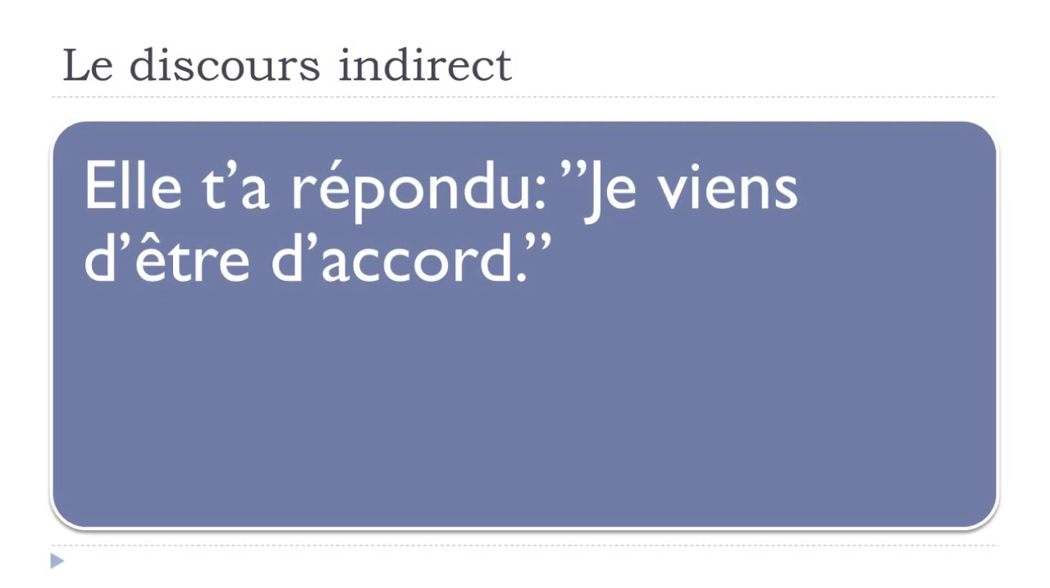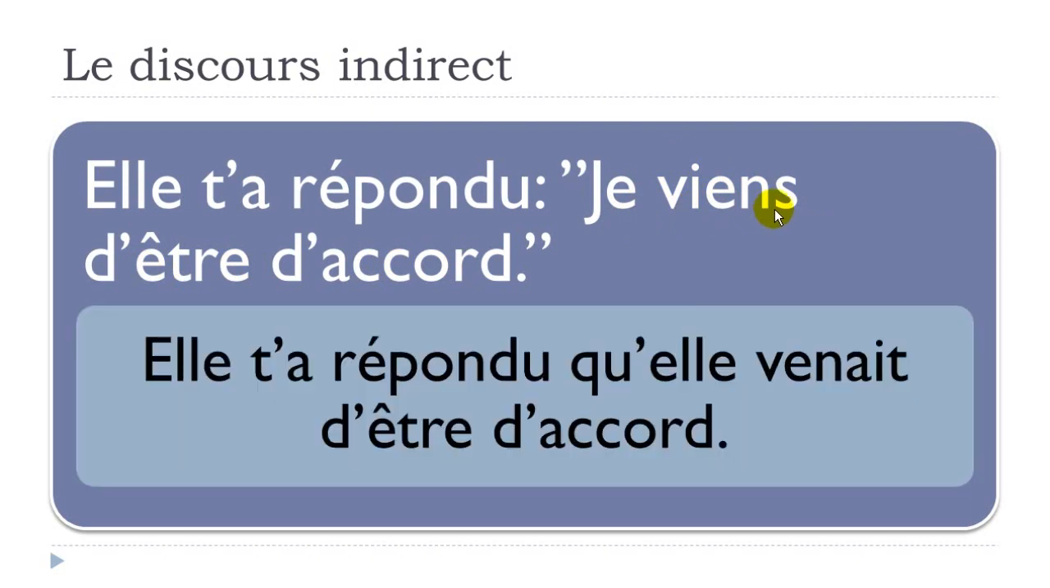Elle t'a répondu, je viens d'être d'accord. Okay, so this is what we call le passé récent. So it's the verb venir, and here it's the present form. Okay, and you will have to modify it and put it at the imparfait form here. Elle t'a répondu qu'elle venait d'être d'accord.